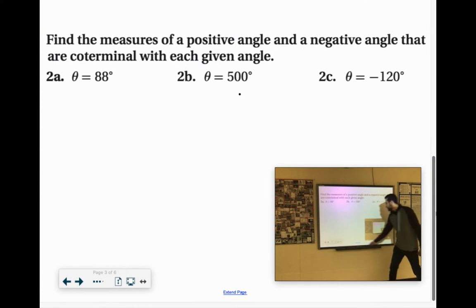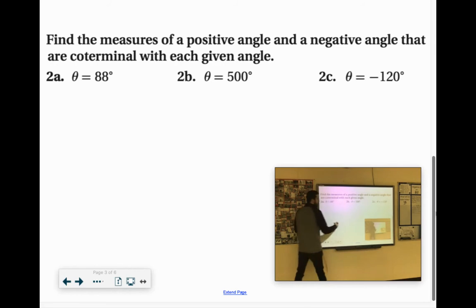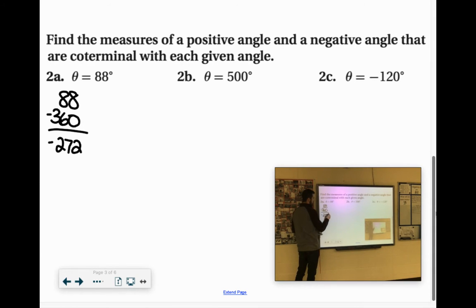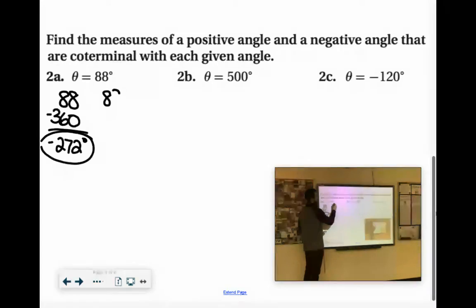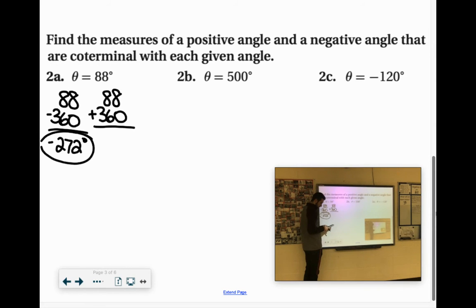So let's try these out. 88. Let's see if we want to go negative. Just do 88 minus 360. Negative 272 degrees. And if we want positive, we can just add 360 to it. 448.